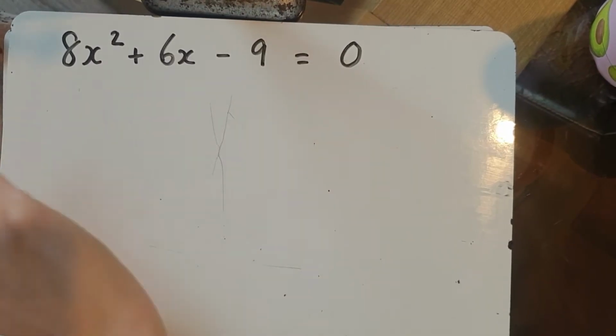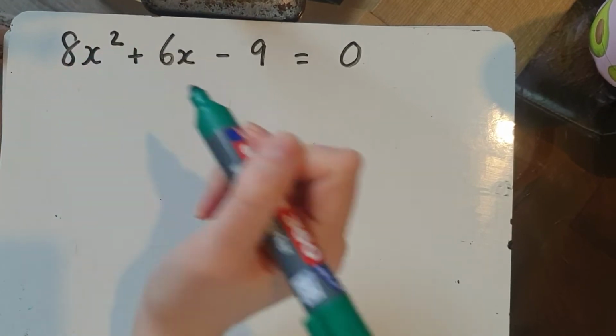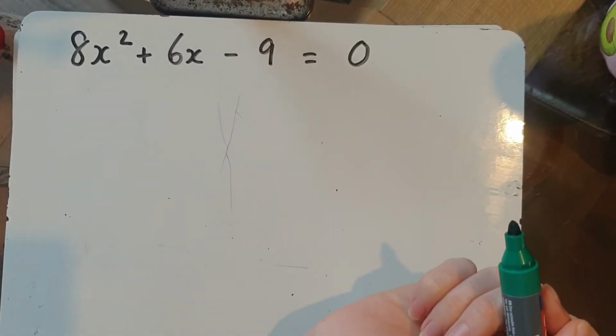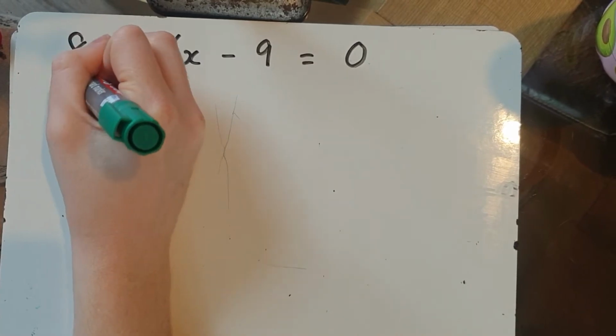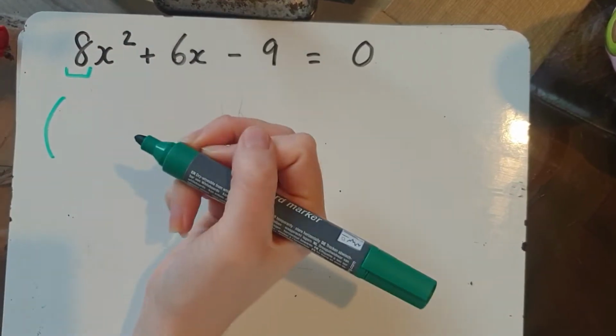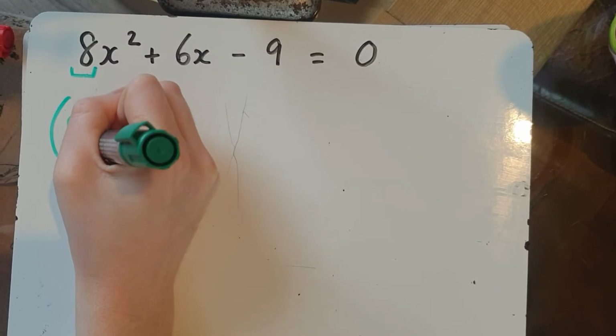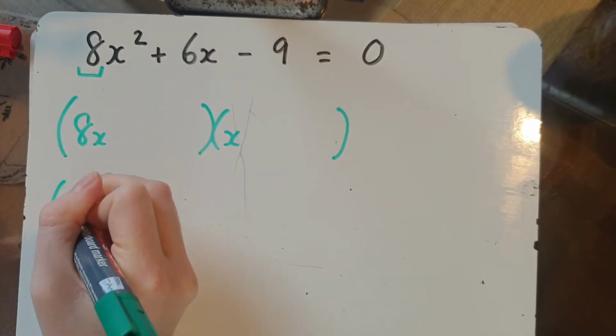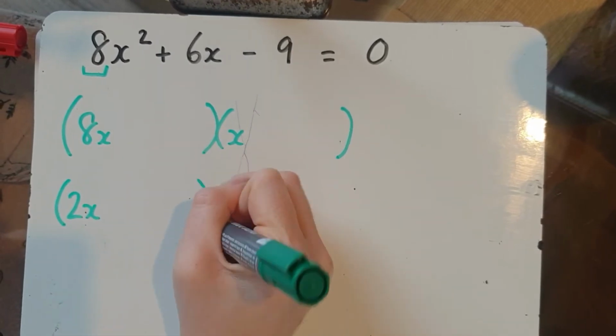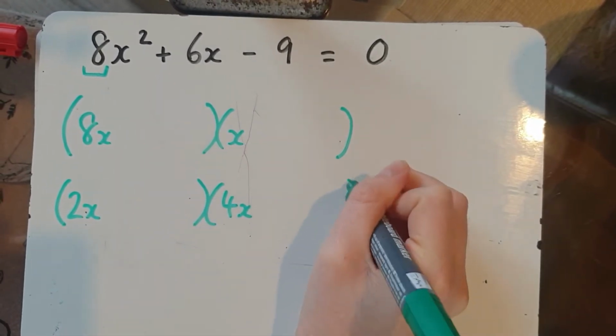What about where the leading coefficient, so the coefficient of x squared, is not a prime number? So this number here is 8. That means it could be 8x and x. It could be 2x and 4x.